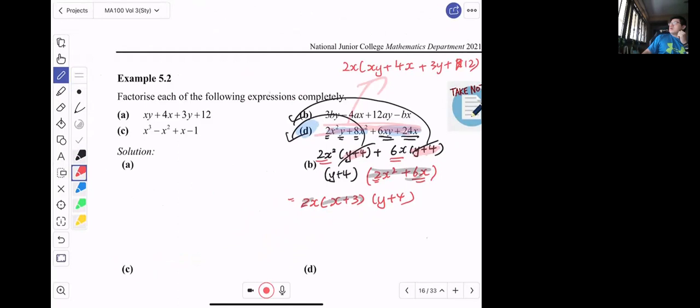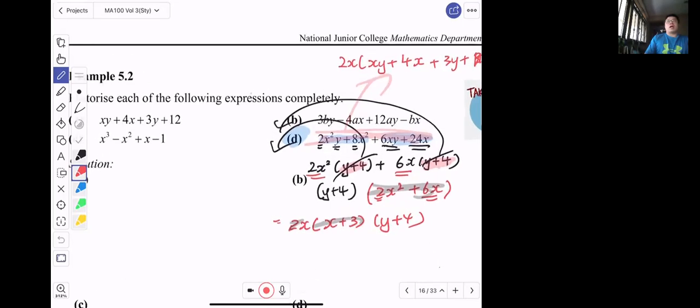But why is there only one y plus 4? Because when I factorize out, can you see the y plus 4 I factorize out is outside? It's one factor. We don't see 2 times of it, only 1 time.